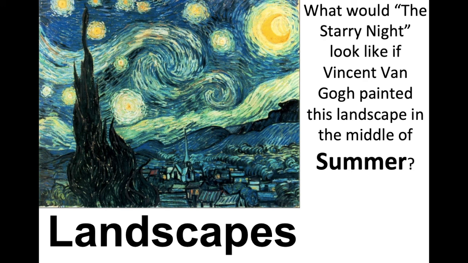I hope that you would have mentioned the sun. We could have changed the whole title of the painting. Instead of calling it the Starry Night, we could have called it the Sunny Day. The hills could have been green with grass. The trees could have been nice and green and lush. We could have seen people outside in maybe T-shirts or playing games that we would see in the summertime.